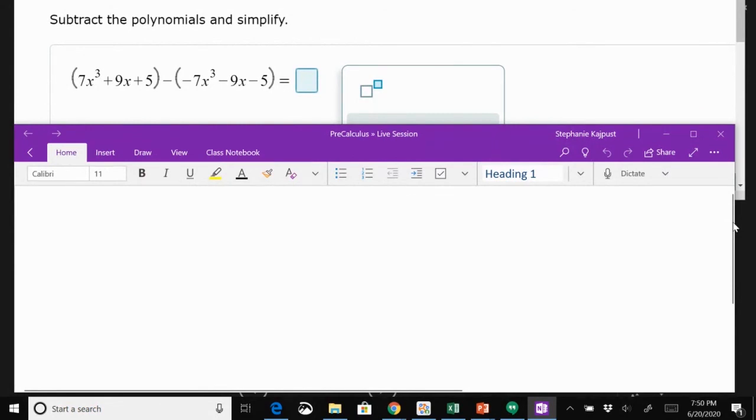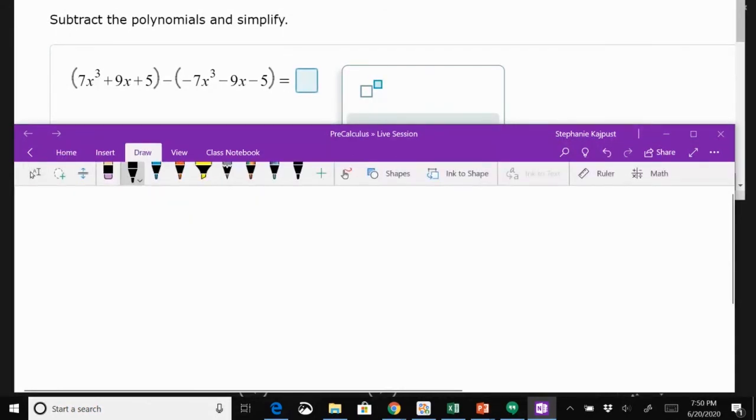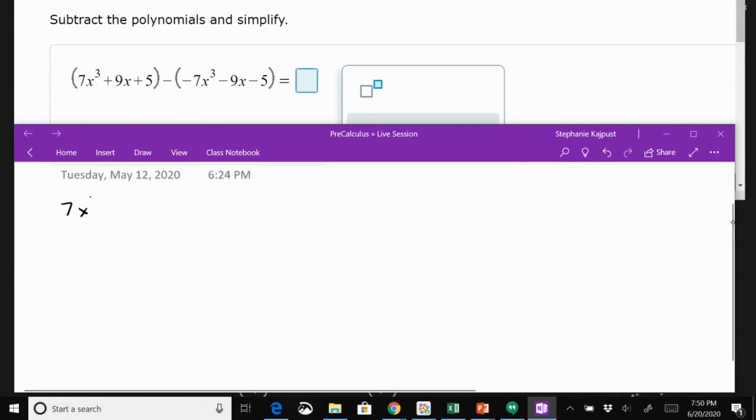So we've got our problem, we're subtracting a polynomial. So the first one, I don't need those parentheses. So we've got 7x cubed plus 9x plus 5. Now we've got this subtraction, so that's where we're going to rewrite it as plus a negative 1. Hopefully I remember the negative. And then the first negative, I don't have to rewrite, so I can keep that as negative 7x cubed. But then I have a minus, so let's turn that into plus a negative, so that's negative 9x. And then another minus, so that's plus negative 5.